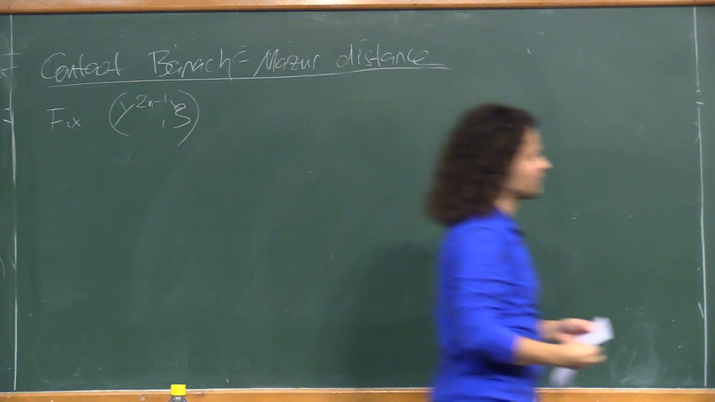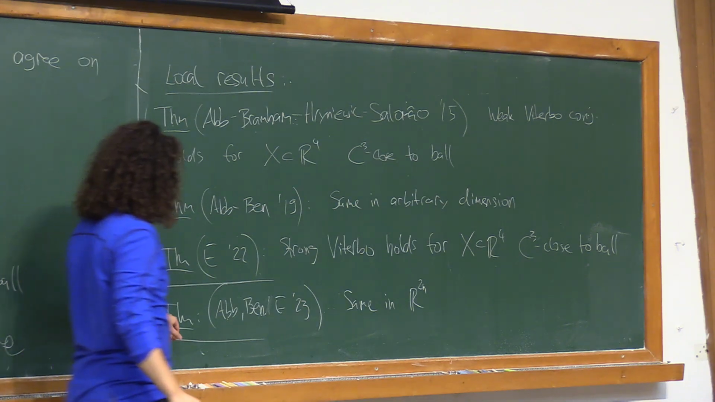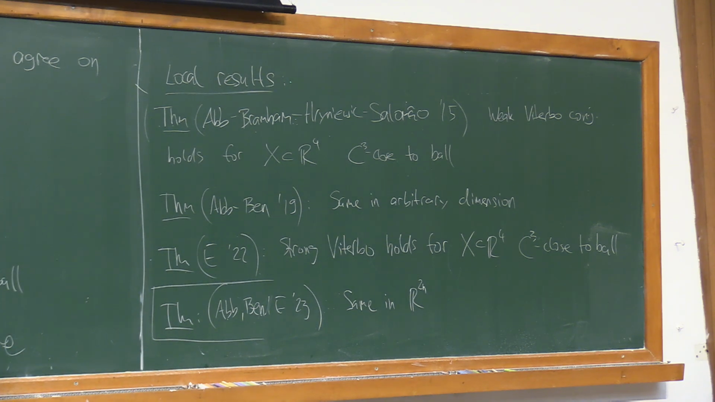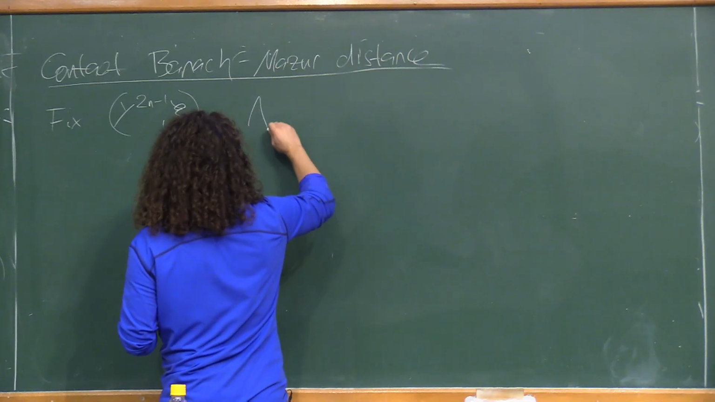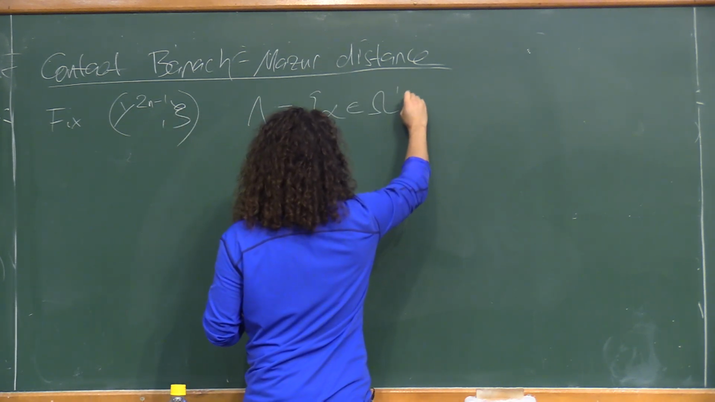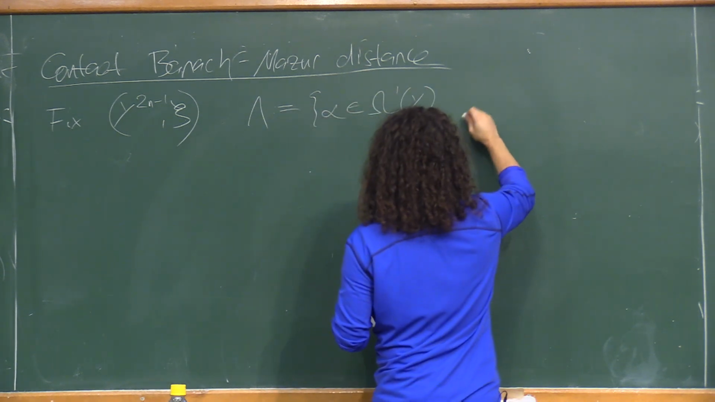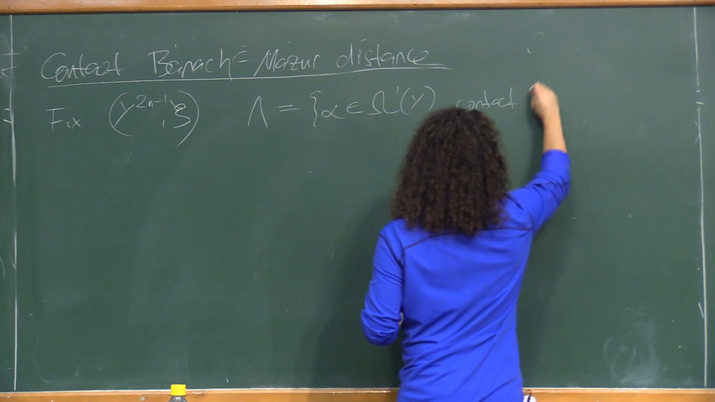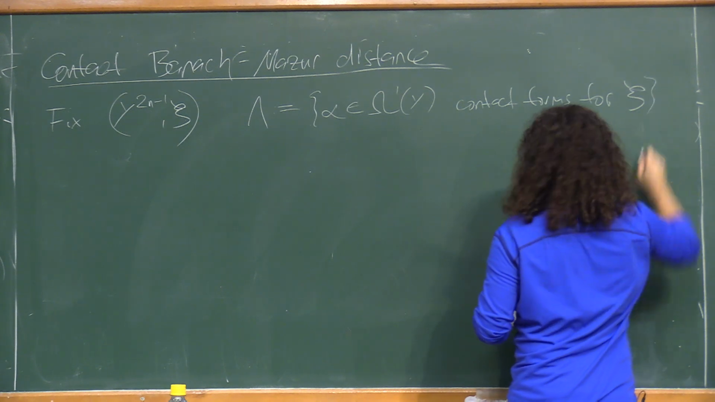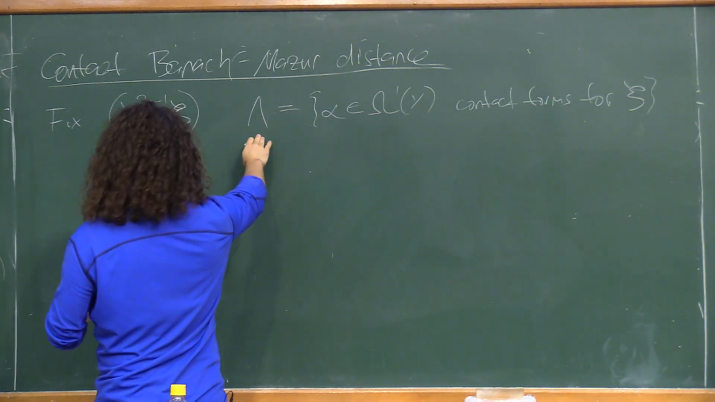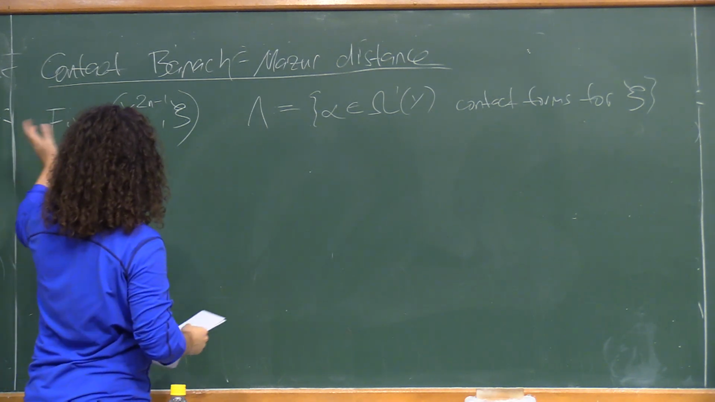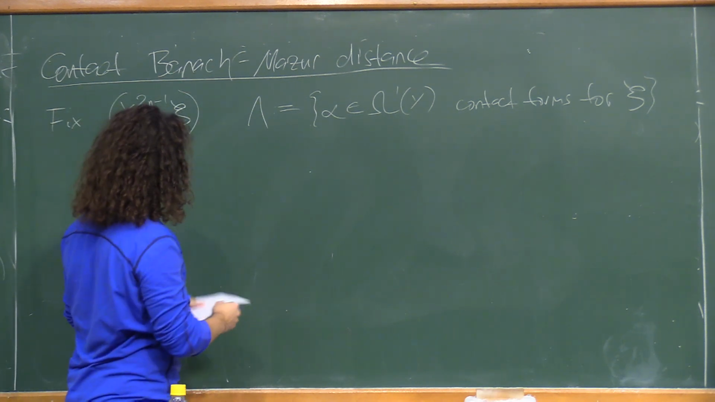For the purpose of this result, the relevant contact manifold is just a sphere with the standard contact structure, but this story works in general. So we fix this, and I want to call lambda the set of all one forms on Y which are contact forms for the fixed contact structure xi. So that's this set of contact forms. And on this set, I want to define a pseudo distance that could be called the contact Banach-Mesur pseudo distance.